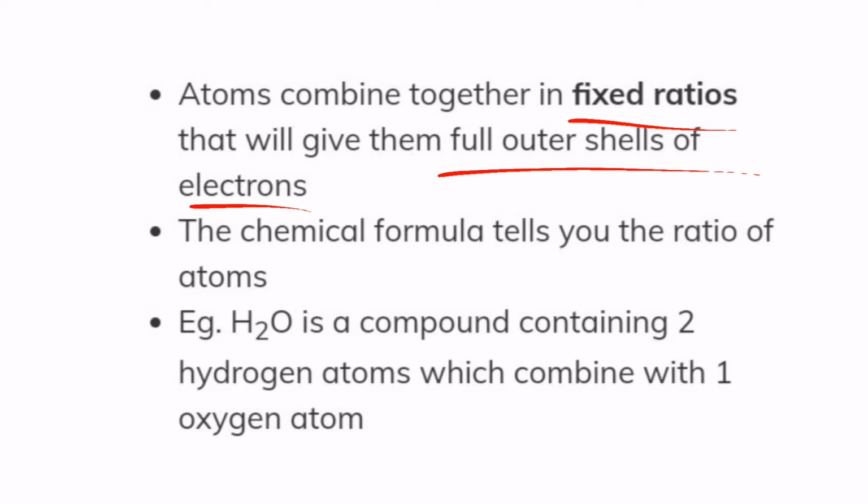For example, let's look at water. Water, H2O, is a compound containing two hydrogen atoms which combine with one oxygen atom. So if we have H2, that tells us that there are two atoms of hydrogen, and for oxygen, it tells us there's one atom of oxygen. So we call that water.